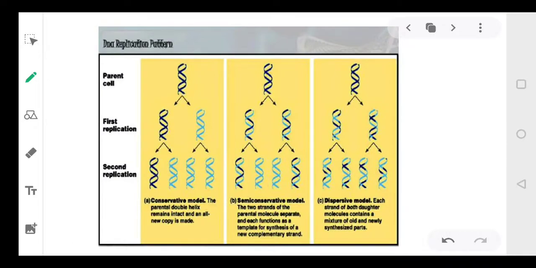But apart from this, there were three possible mechanisms for DNA replication. There were three basic patterns. Okay, let's discuss those three basic patterns. Suppose this is the DNA. The first model that we talk about is called the conservative model.